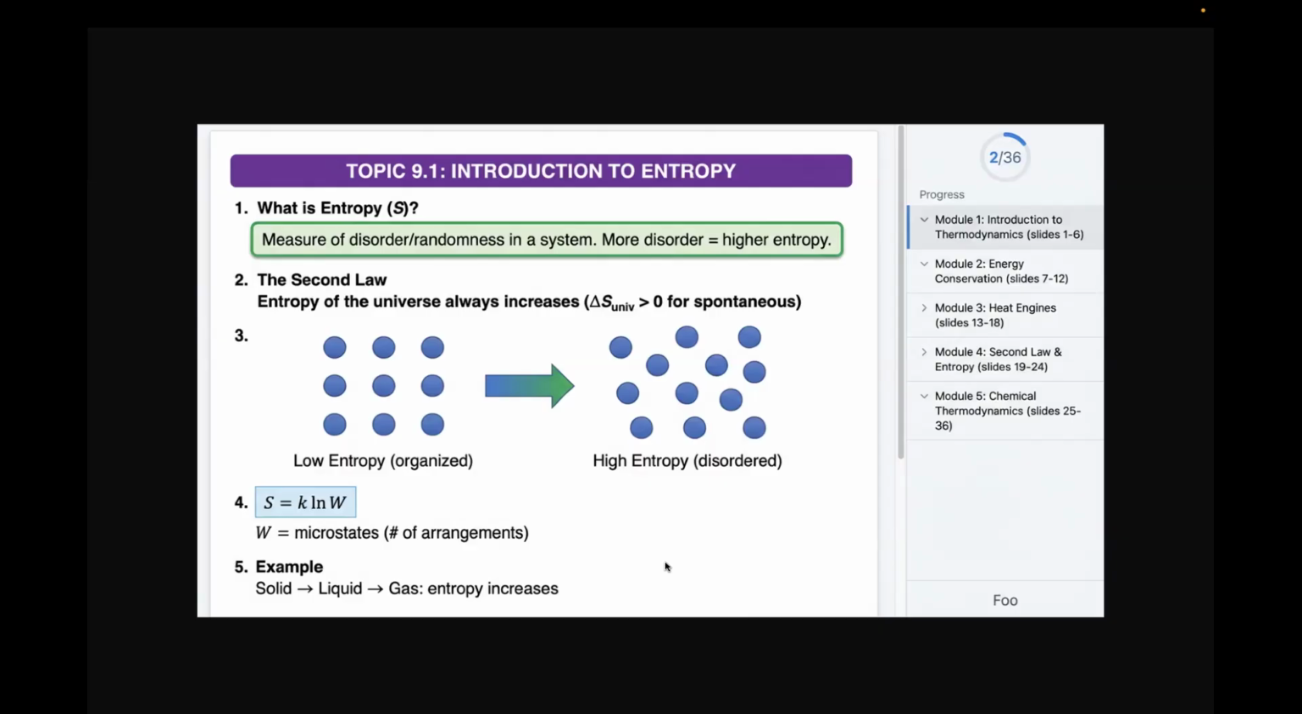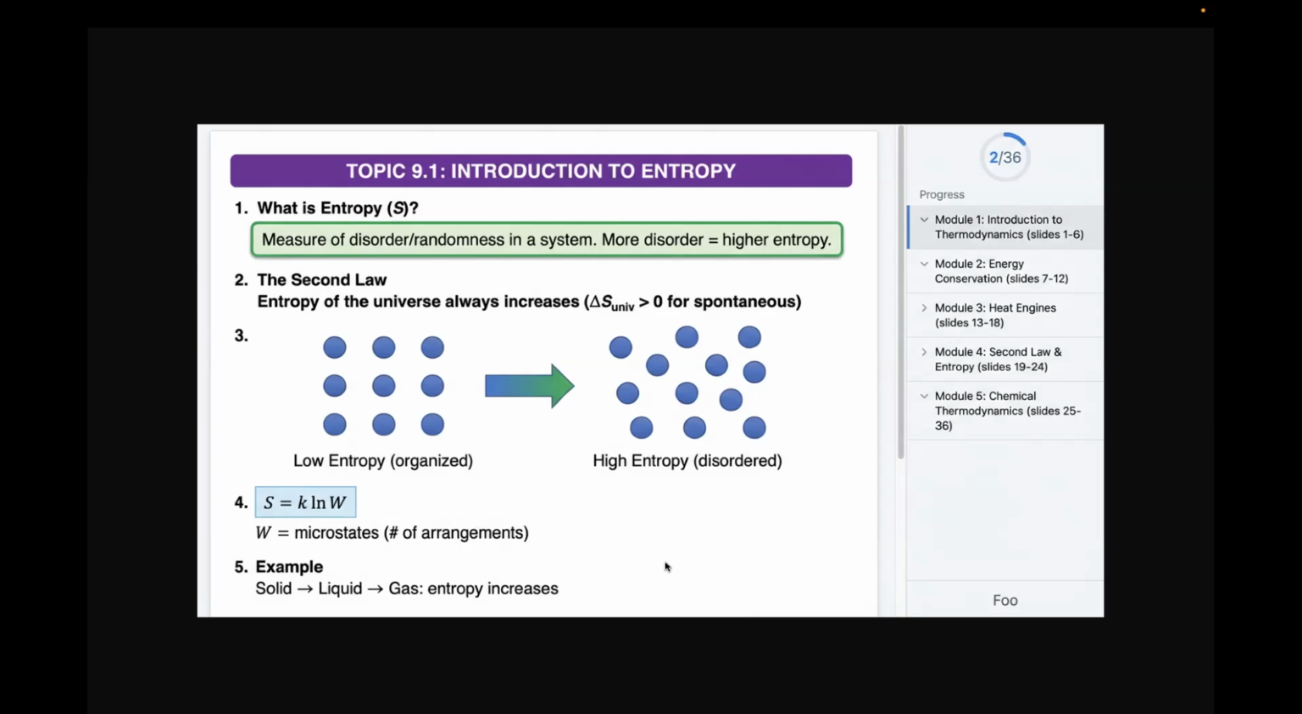Let me show you visually. Imagine that we have 9 particles on the left. They are arranged in a perfect 3 by 3 grid. That's low entropy. Why is that? There is very minimal disorder. They are organized. There is no chaos. On the right, those same 9 particles are scattered randomly. That's high entropy because there is more disorder. The system naturally moves towards the disordered state. But why is that? There are more ways to arrange particles randomly than in a perfect grid.